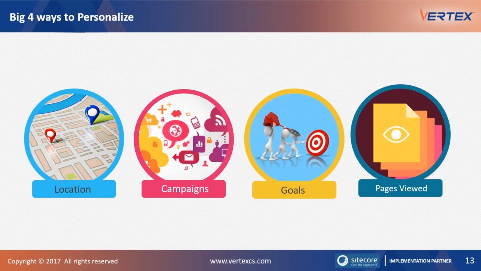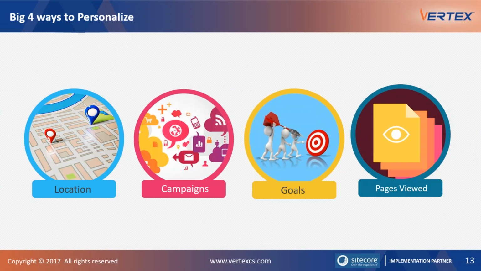These are 4 of them that I call the big 4. Location. A user visits the website from a location. For example, you can promote an upcoming event based on a location, city, state, or zip code. So all your visitors know about the upcoming events, store openings, special sales, and so on.